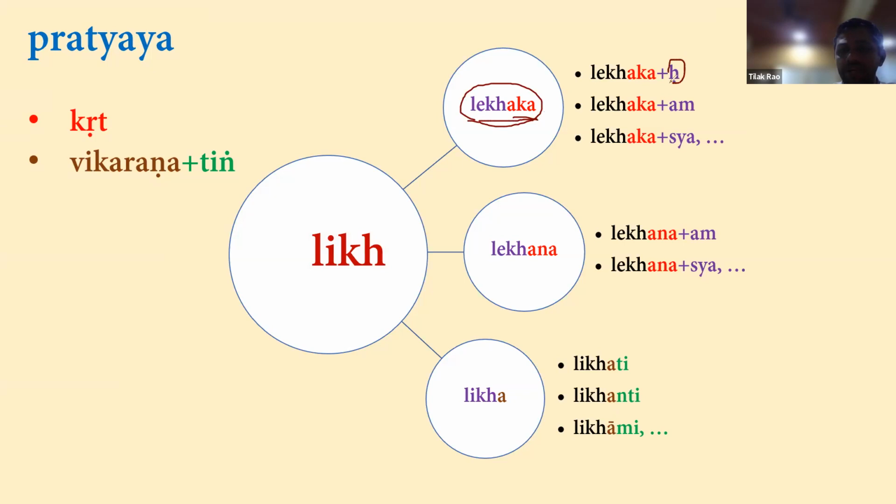To that, again, we will add different pratyayas to show how it is related with the action. And lekhana, again, has a krit pratyaya added to the lik dhatu. But in likhati, likhataha, likhanti, likhami, and all these examples, there is a verb form. So a ting pratyaya is added to get this verb form. The dhatu is the same. Likha is the dhatu, and from the same root we are getting both nouns and verb forms.